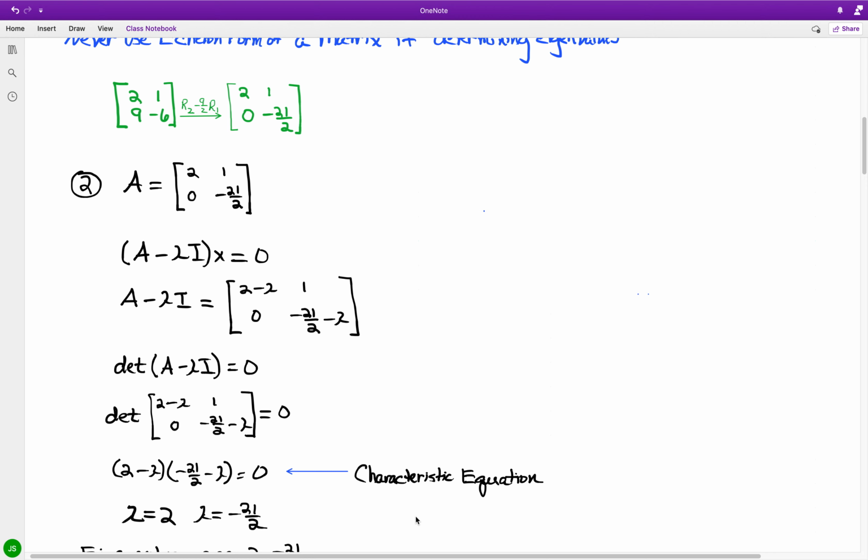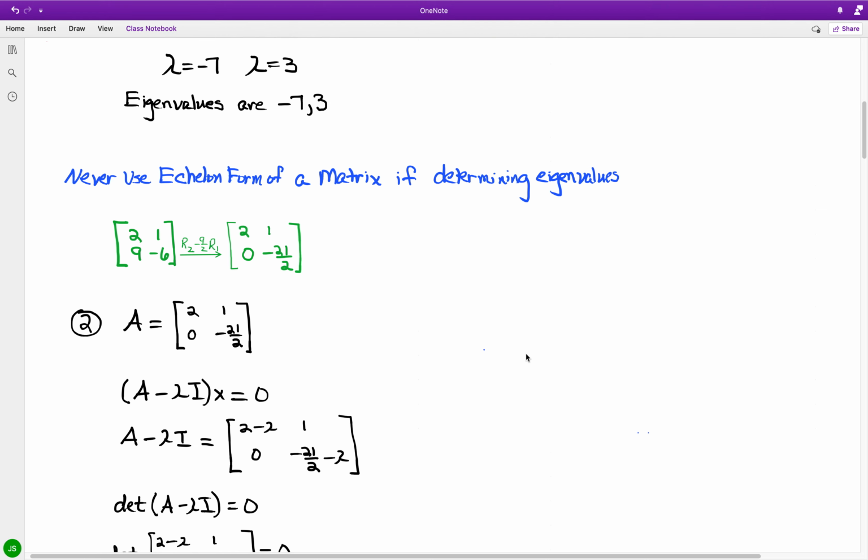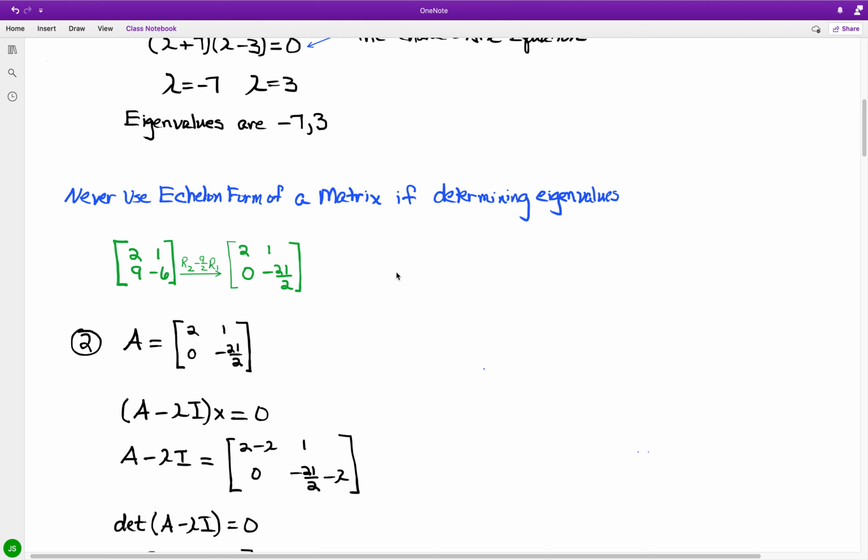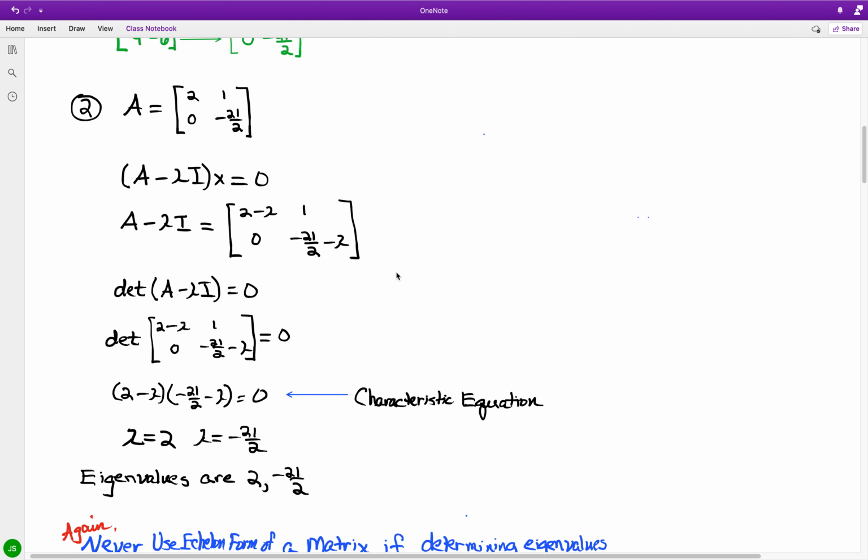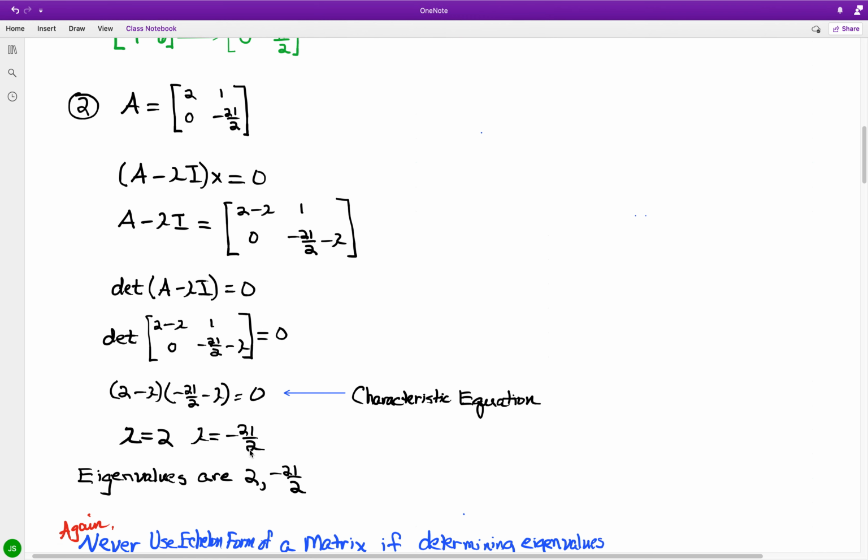And just like the first example, you could also have the expanded form, but the factored form will suffice. So this would be our characteristic equation. And notice, utilizing the zero product property, if I were to set each of these factors to 0, instead of having negative 7 or 3 as eigenvalues, I have instead 2 and negative 21 halves.